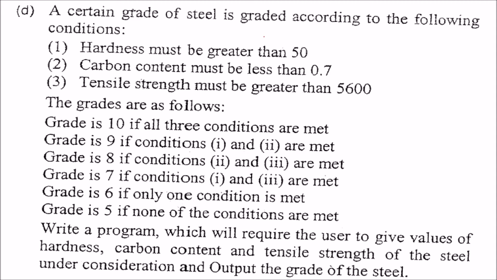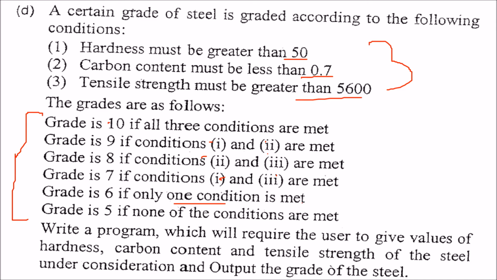A certain grade of steel is graded according to the condition: hardness must be greater than 50, carbon content must be less than 0.5, tensile strength must be greater than 5600. So there are certain grades which are given. Grade 10 is given if all these conditions are met. Grade 9 is given if conditions 1 and 2 are met. Grade 8, if 2 and 3 are met. Grade 7, if 1 and 3 are met. Grade 6, if only one condition is met. And grade 5, if none of the conditions are met.